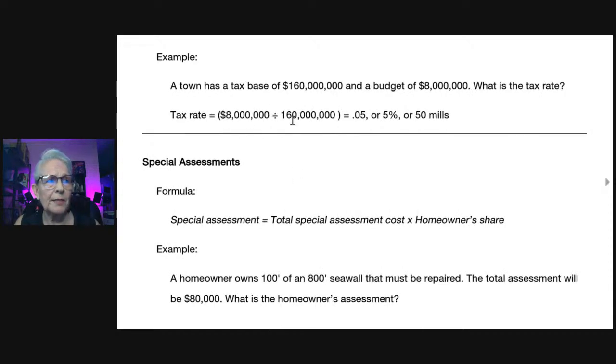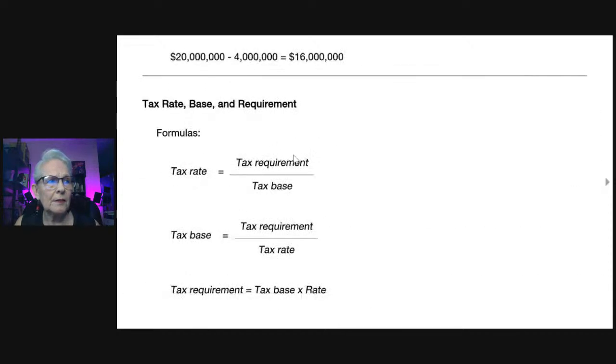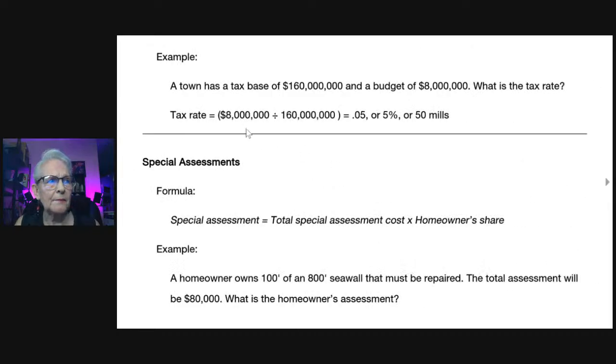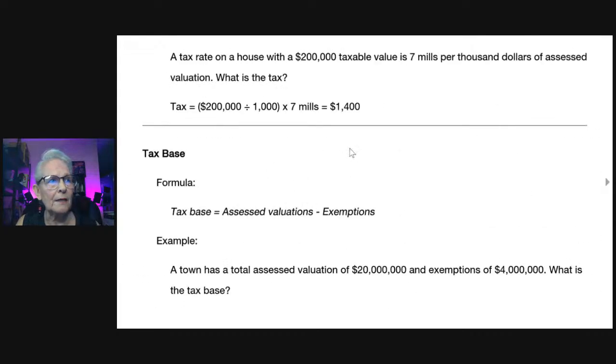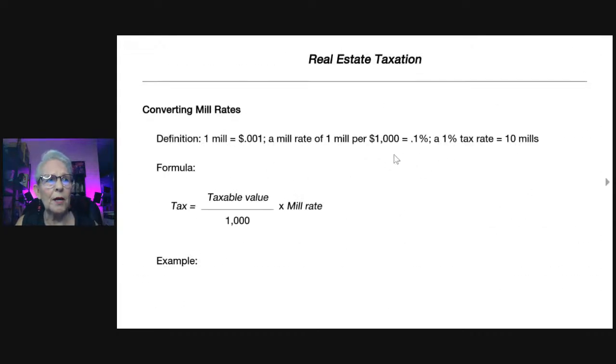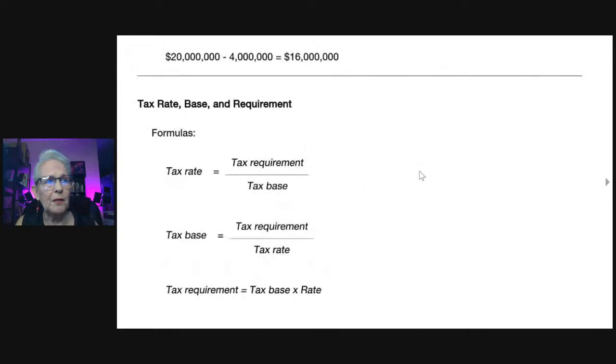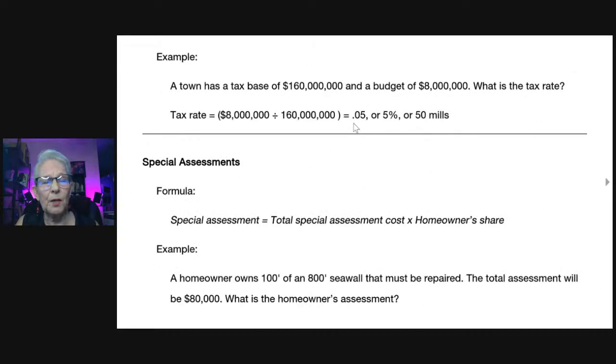Tax requirement, and tax base equals 0.05. Convert it to a decimal, to a percentage equals 5% or 50 mils, right? Because 0.1% over here was 1 mil, right? So if it's 0.05, then you move the decimal to the right 2%. It is 5% equals 50 mils.